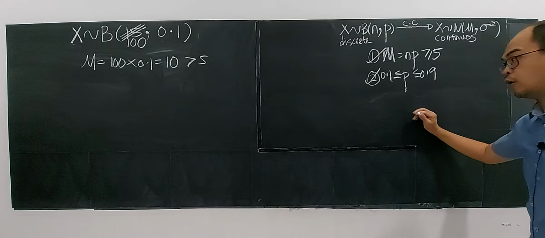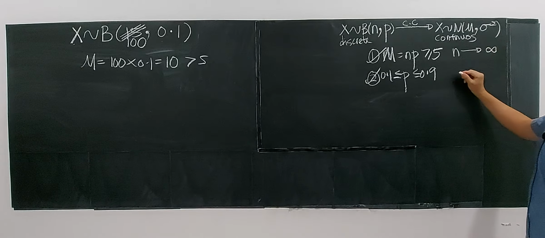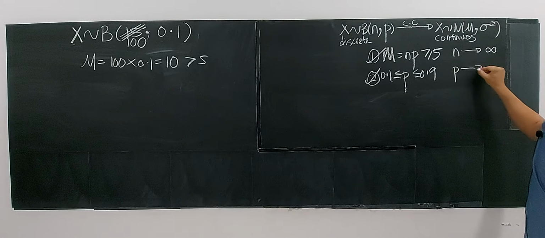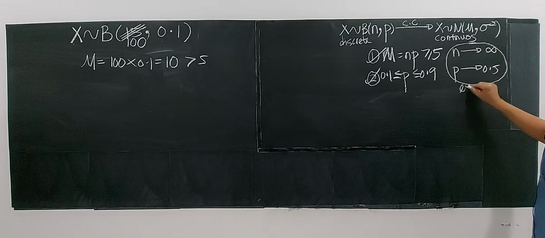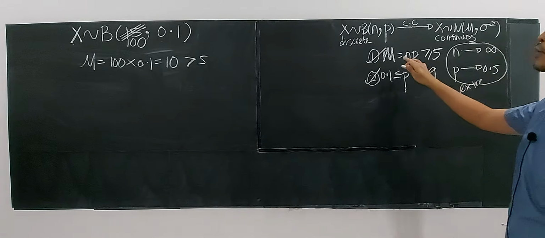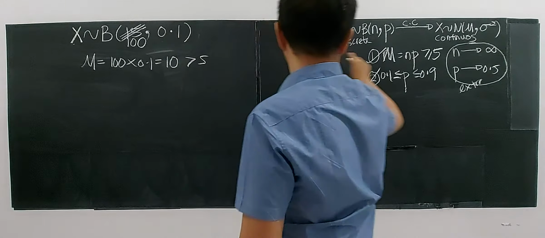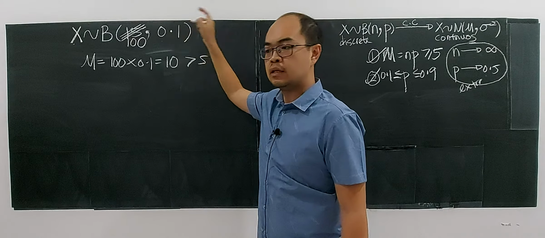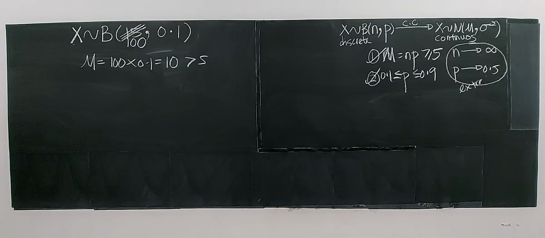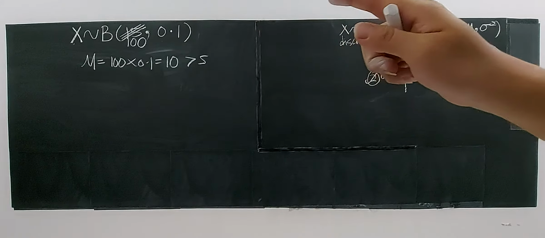But I have told you before, the bigger the n, the better, and the nearer the p to 0.5, the better. This is for your extra knowledge. If n is very big, for example 1000 or 2000, and p is nearer to 0.5, maybe 0.4 or 0.6, it is even better. This approximation will be more accurate. That doesn't matter for now. You just need to know what to do.